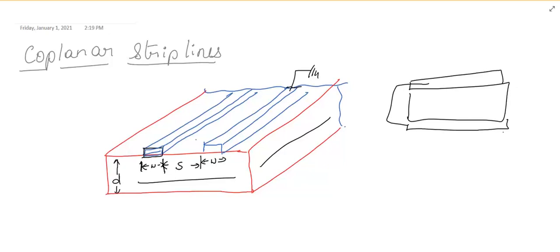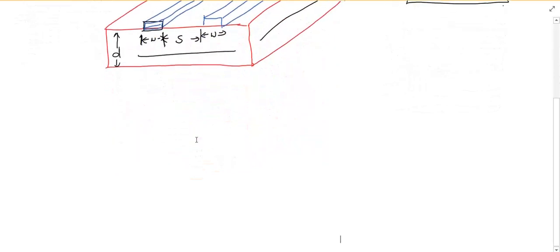So as I have told, it has dielectric material, and as in parallel we have two strips, but both the strips are on the same plane, and one of the strips is connected to the ground. This is the design that you should remember for the theory explanation.